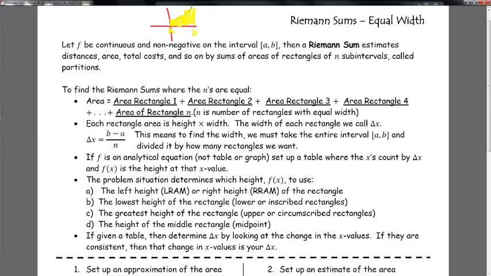And there's going to be times where you're going to be given a table. If you've been given a table, then just find the change in x, how far apart x is, just by looking at those x values. If they're consistent, then that change in x is your delta x. So we're going to look at a couple different problems. We're going to be practicing a little bit more in class, doing lots of activities.